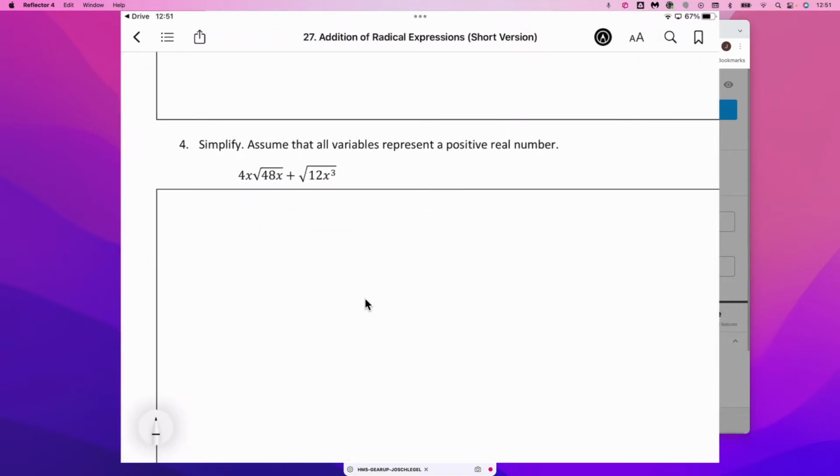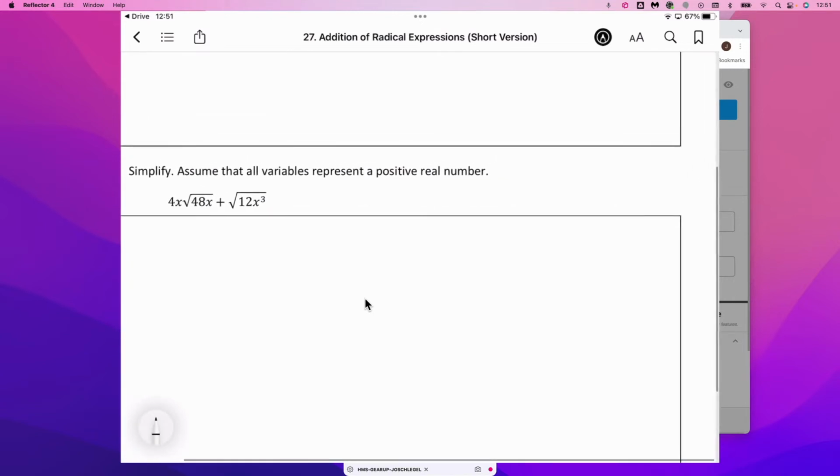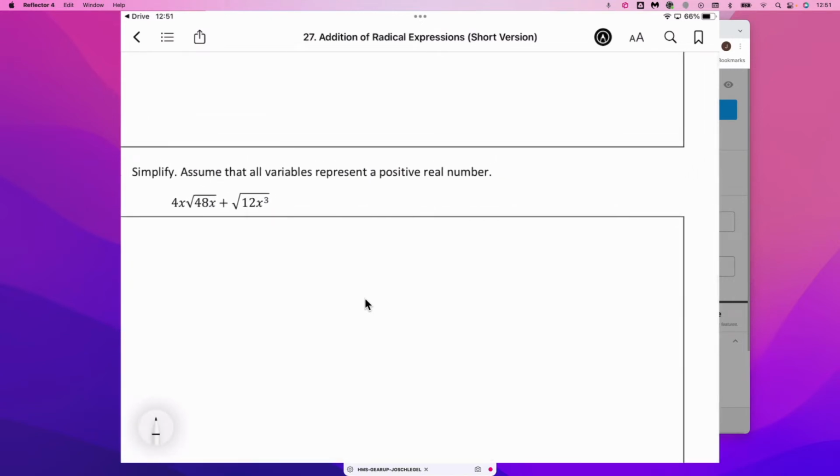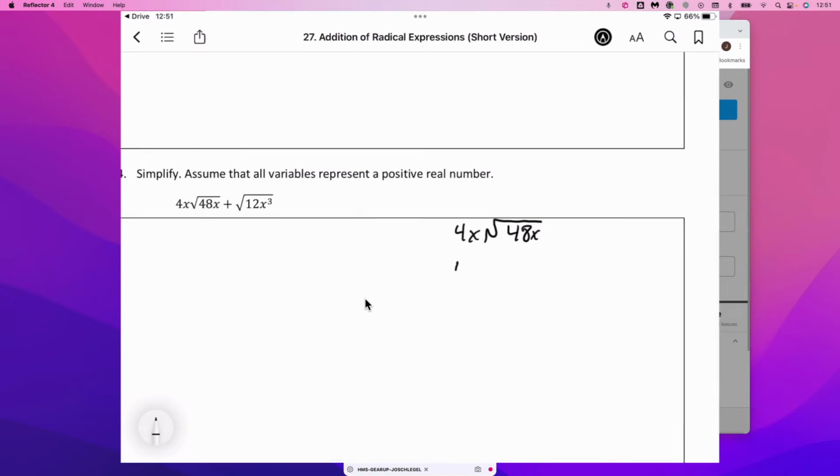So number 4, again, a similar situation. We don't have the same thing inside the square root symbols, and so we're going to look at this, see if we can make that happen. So we've got 4x times the square root of 48x. Something that has a square root that's 16 times 3 will do that for us. And so 4x, we're going to break 48 into 16 times 3. And that x is still going to be there.